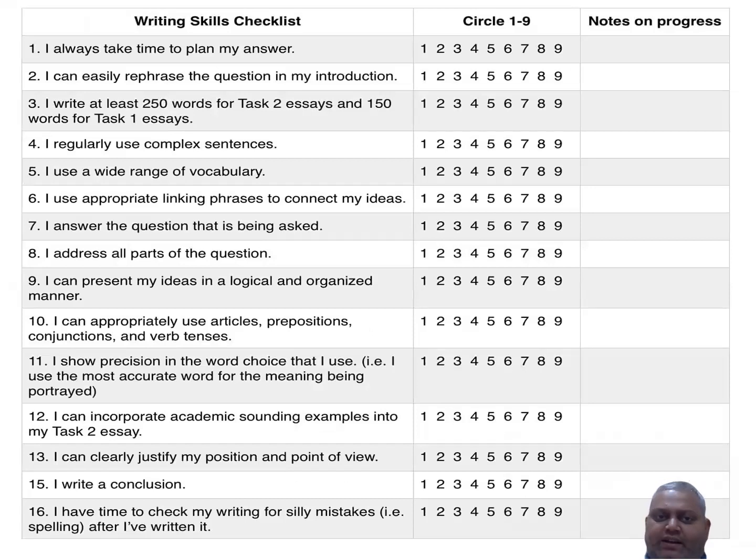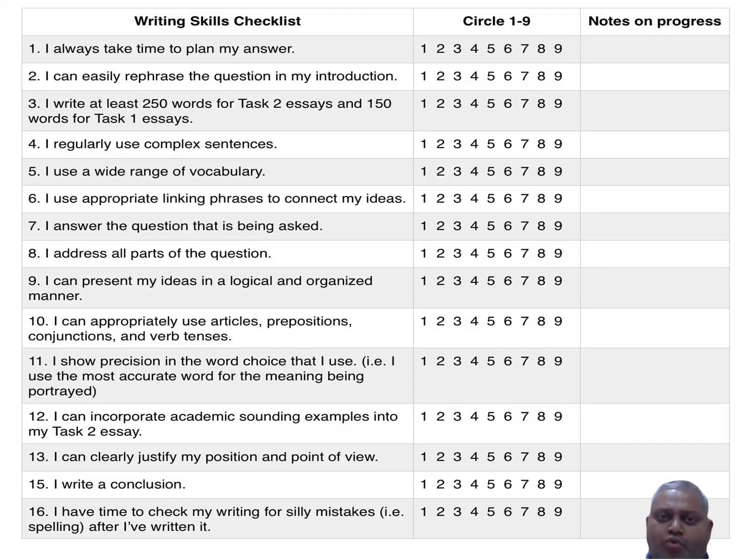Writing skills checklist. You should take a note of this checklist to prepare for your writing test. I always take time to plan my answer. I can easily rephrase the question in my introduction. I write at least 250 words for task 2 essays and 150 words for task 1. You should not write below 250 words or below 150 words, or else your band will decrease.